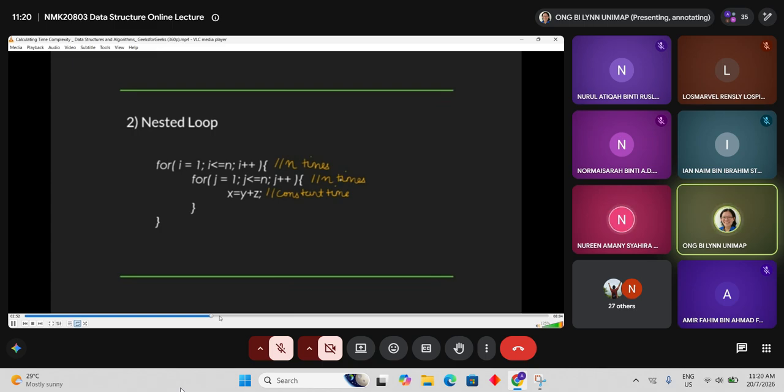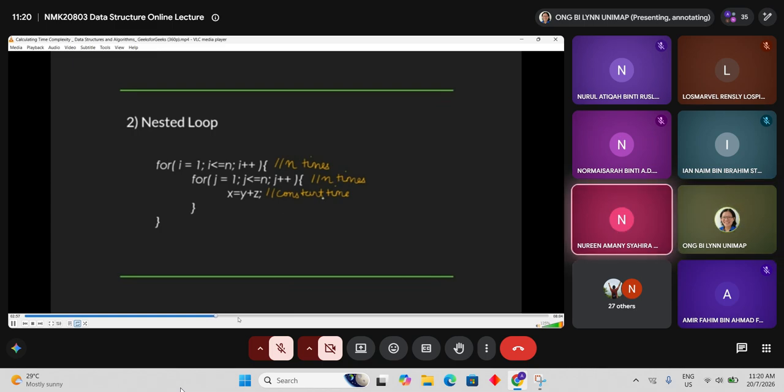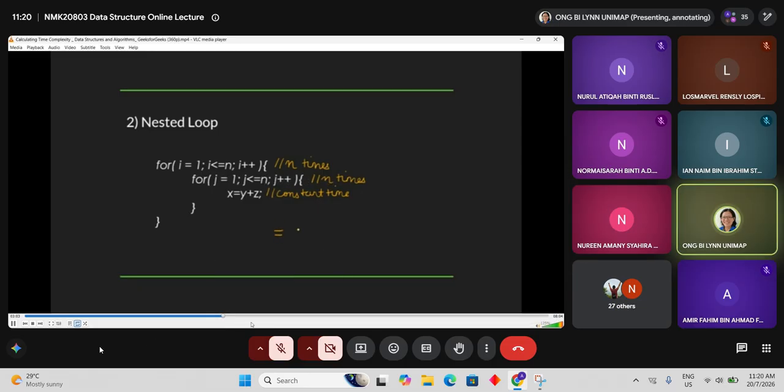So the total running time will be some constant multiplied by n, which is equal to n. So we can say that the time complexity is big O of n square.